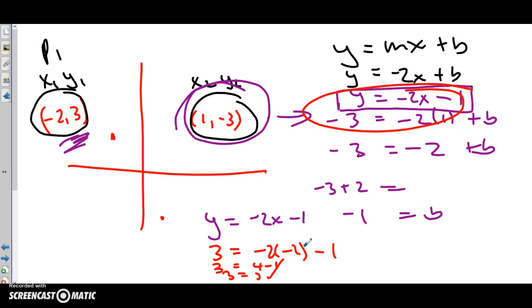I went through it kind of quickly. Take your time. Find your slope. In this case, you need to find your slope. In the case before that, you were given your slope. Then sub in to find out what b is, and then once you have that, write your equation.